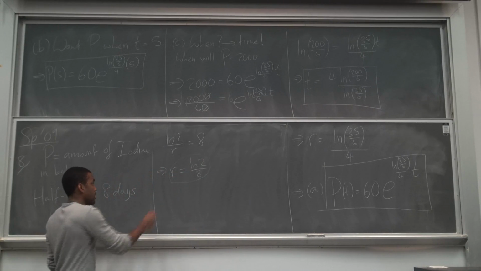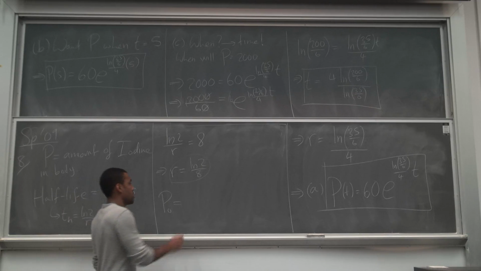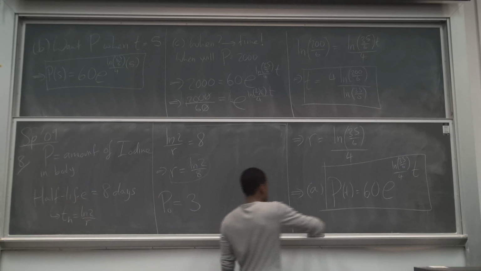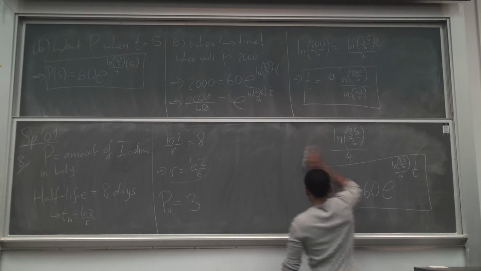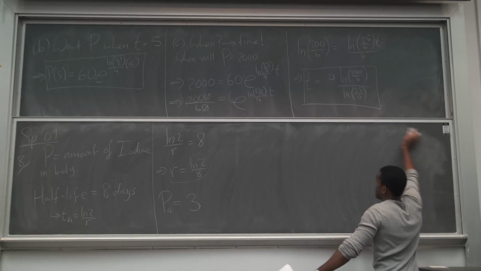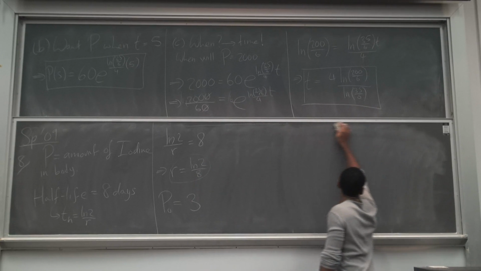which is nice. Also my P naught value would be what? 3 milligrams. That's what I injected with in the beginning, right? Yeah. So we're starting out with 3 milligrams of iodine. And that is the growth rate. That's the percentage by which it's decreasing every day.